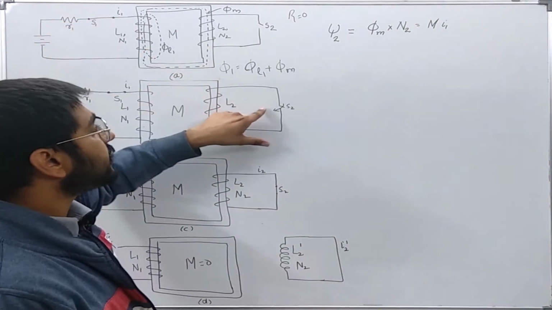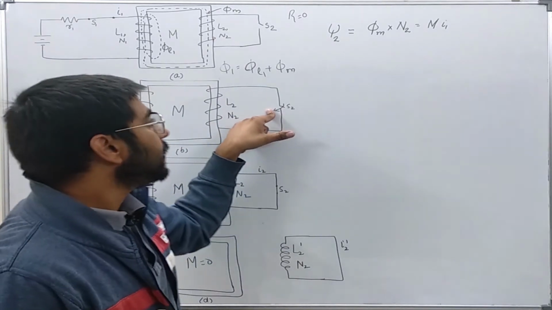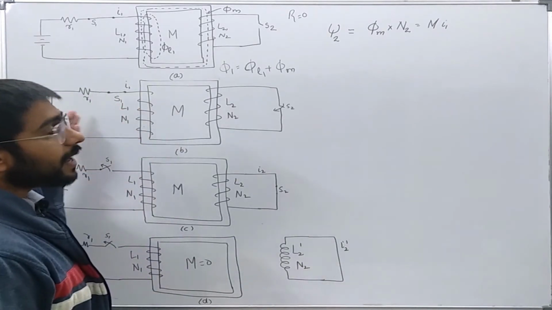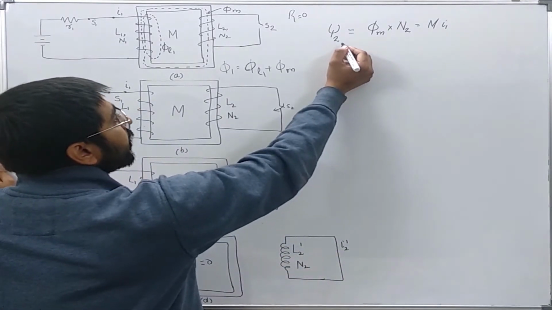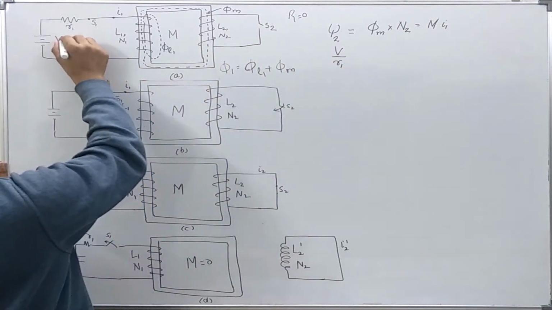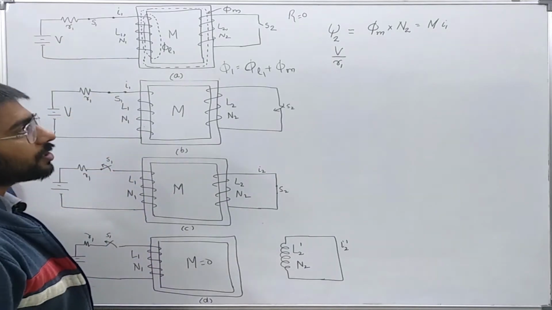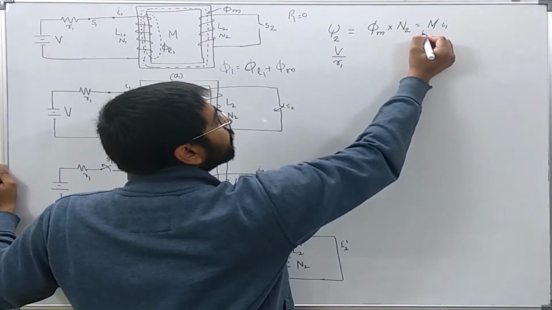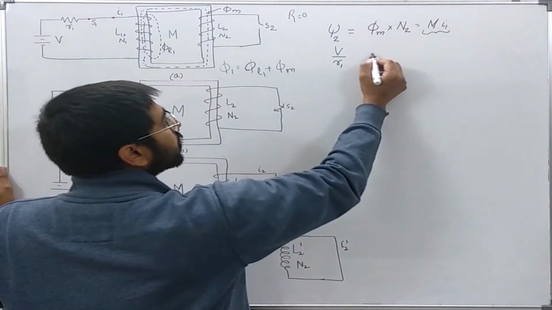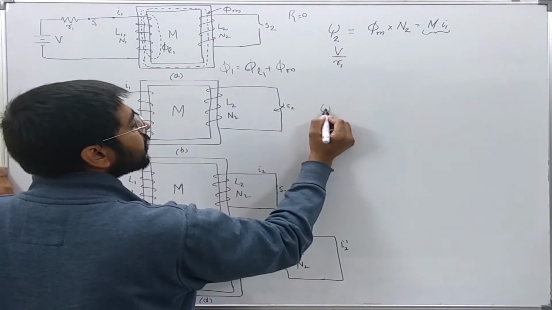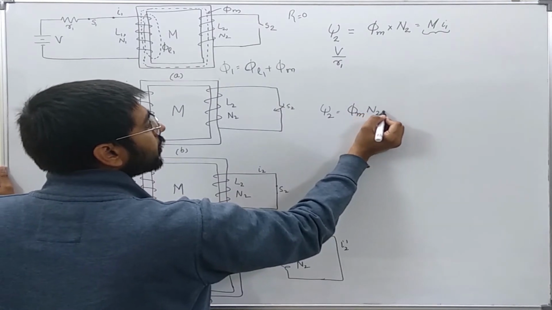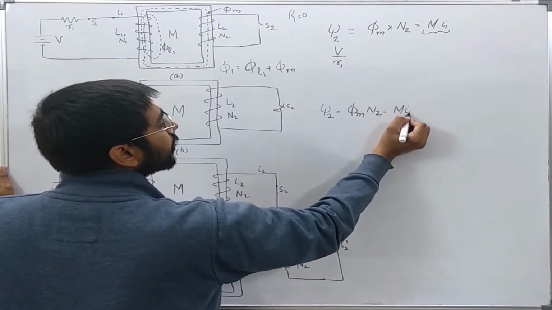Okay, now when switch S2 is closed, then there cannot be any change in I1. Why? Because I1 is governed by V over R1. If it is just V DC, so I1 cannot change. Okay, so the flux linkages will just again be M I1, or in this case also the flux linkages will just be phi m N2 is equal to M I1.